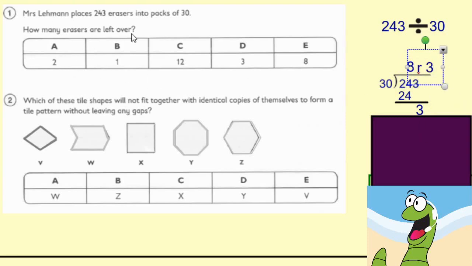So that means how many erasers are left over? And so that means that the answer is D. Okay, that didn't work that time. Let's try it again. There we go.